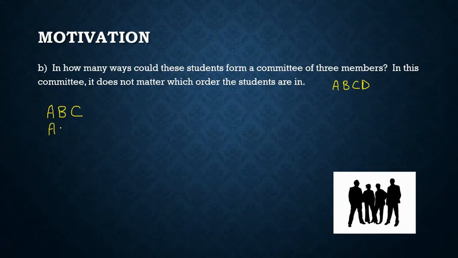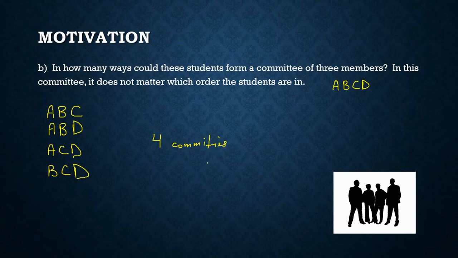But it turns out there's 3 more. ABD, you can leave C out. ACD, you can leave B out. And then BCD. If you think about it, those are the only 4 different committees that could be made. So we had, in the previous question, 24 different groups of 3 if the order mattered, and then 4 groups of 3 if the order didn't matter.